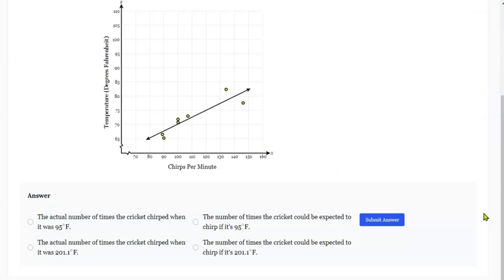The actual number of times the cricket chirped when it was 95 degrees is our first option. The actual number of times the cricket chirped when it was 201 degrees Fahrenheit. Nope, we already determined it's going to be 95 degrees Fahrenheit. The number of times the cricket could be expected to chirp if it's 95, and the number of times it could be expected to chirp if it's 201.